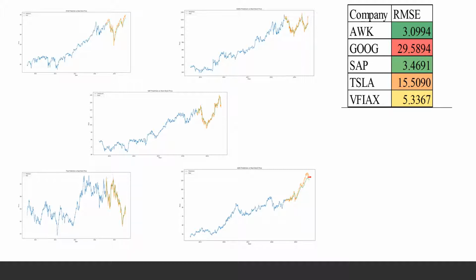Again, Google is shown to have the highest RMSE value as seen over here, and that is because its ups and downs are not being properly seen by the model. It's not a simple model. Again, Tesla over here has its ups and downs which are not being properly monitored by the model, and hence they are giving a bad RMSE. And this is the others. This is the SAP and this is the Vanguard. They're doing pretty good. Moving on.